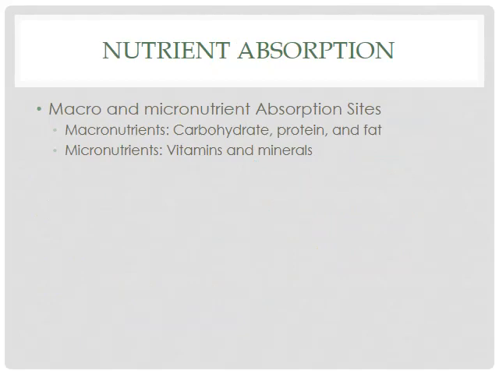For the topic of nutrient absorption, we will talk about the macro and micronutrient absorption sites. Macronutrients are carbohydrate, protein, and fat, and micronutrients are vitamins and minerals. We'll start out by discussing nutrient absorption overall, and then we will go through the specific macro and micronutrient absorption sites.